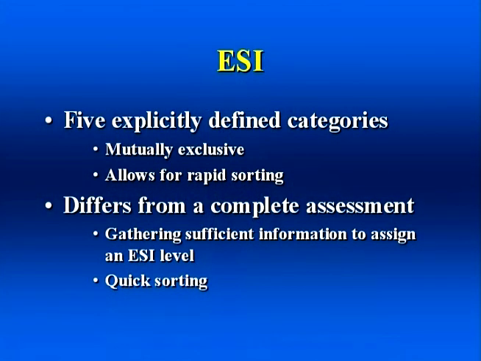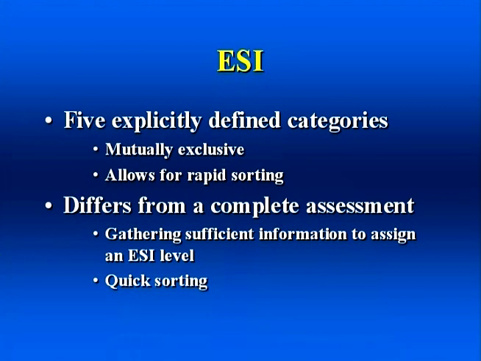ESI is a 5-level triage system. Each of the levels is clearly defined and mutually exclusive. A patient can't be a little bit of this and a little bit of that. They must be assigned to one level. There are no 3.5s. ESI allows for rapid sorting of patients upon presentation into one of these 5 levels.